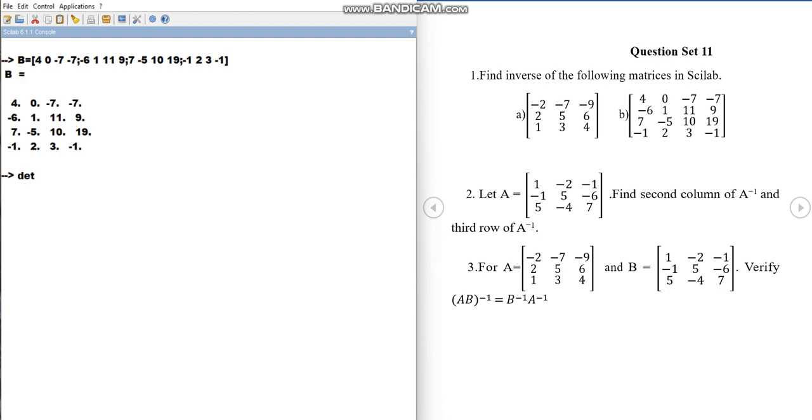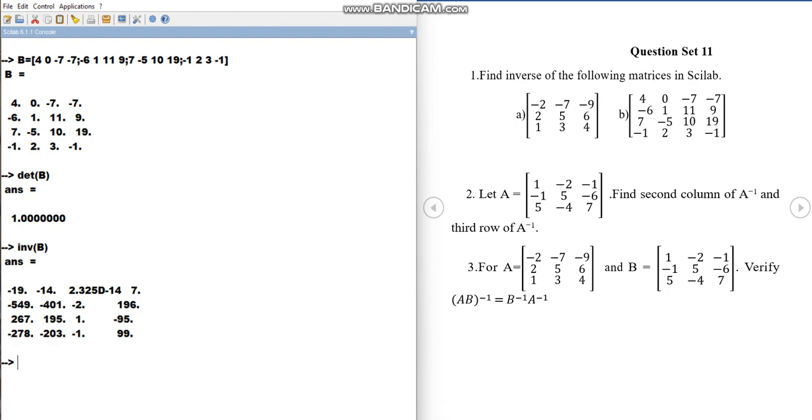Then let us check the determinant. Let us check for the singularity of the matrix. It has determinant 1. So inv(B) is this matrix.